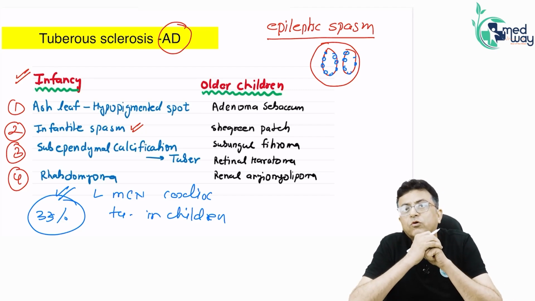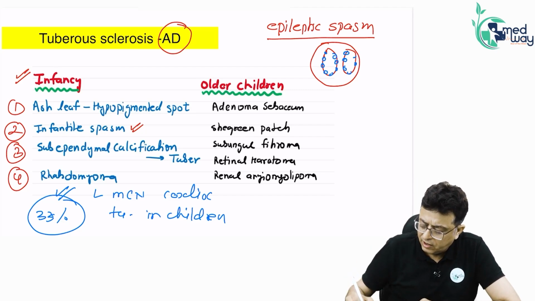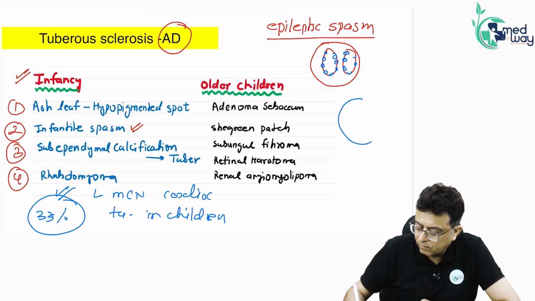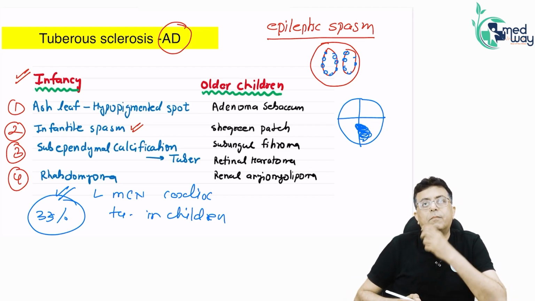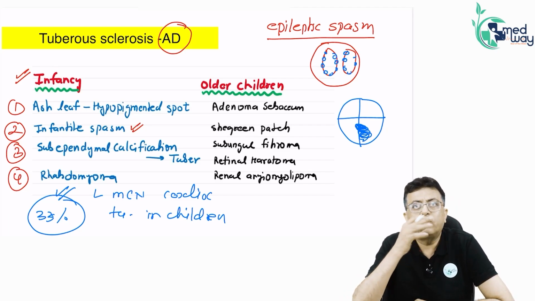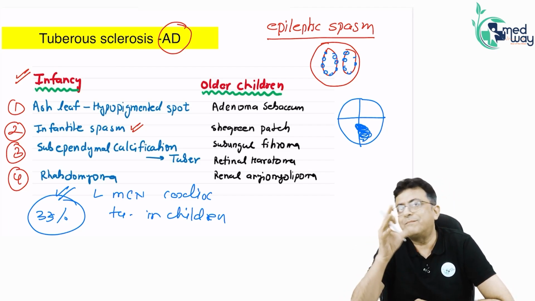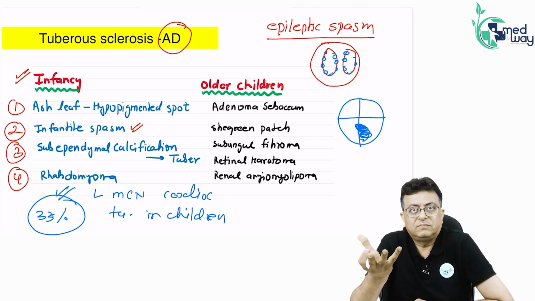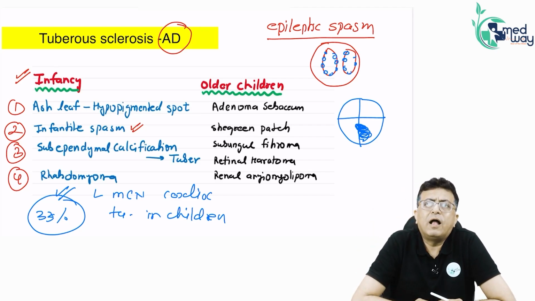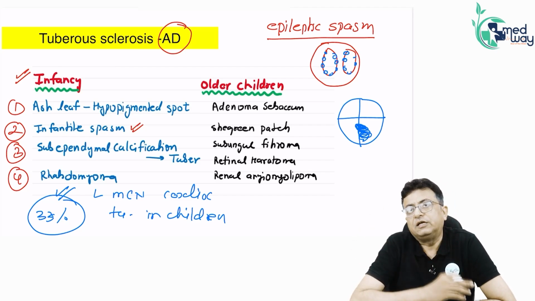Rhabdomyoma. If you see the heart, you see some mass attached to the ventricle, an echogenic mass. It is rhabdomyoma. Suppose in a fetus you diagnose some mass attached to the ventricle, septum. Unless proven otherwise, it's rhabdomyoma. The beauty of rhabdomyoma is it regresses with age.